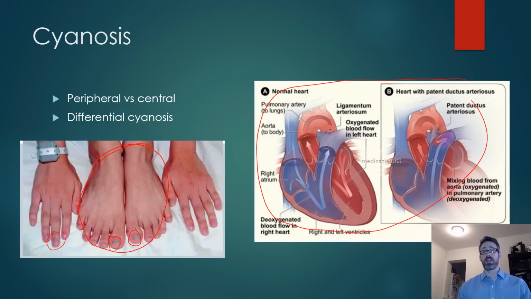And just in brief, it has to do with something called the ductus arteriosus, which is a communication between the aorta and the pulmonary artery, which is normal during development, but if it stays open, it could actually be problematic and create this differential cyanosis. And again, I'll talk more to that in a later lecture.